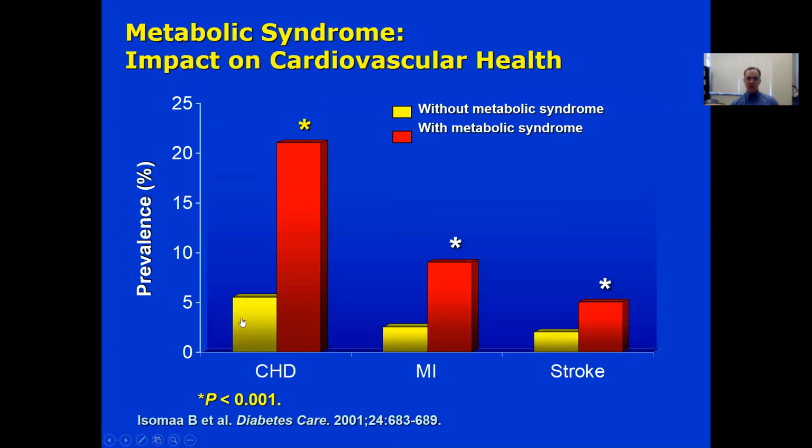Same thing here where you have without the metabolic syndrome, and then the red is with the metabolic syndrome. And looking at coronary heart disease, myocardial infarction, and stroke, all are increased with the metabolic syndrome compared to without the metabolic syndrome.